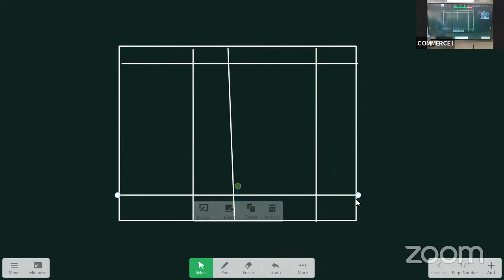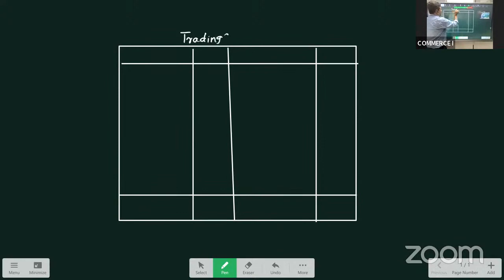Ready? Format is ready. Guys, we are learning preparation of trading account. Trading account is the first step in preparation of final accounts of a sole proprietor. If the name of the firm of the proprietor is given, we'll write it. In the question, it's not given, but date is mentioned, so we'll take it like this. Trading account for the year ended on 31st March 2017.